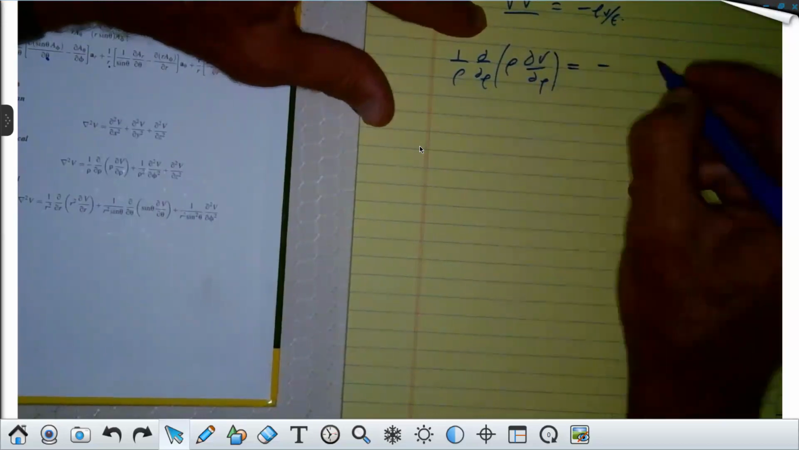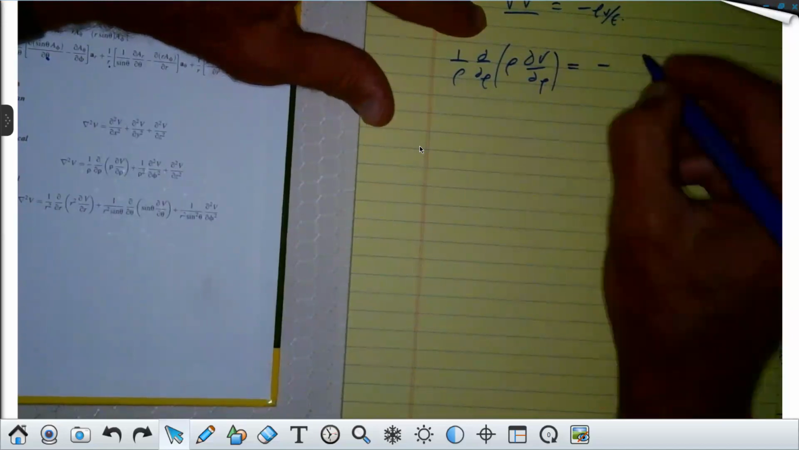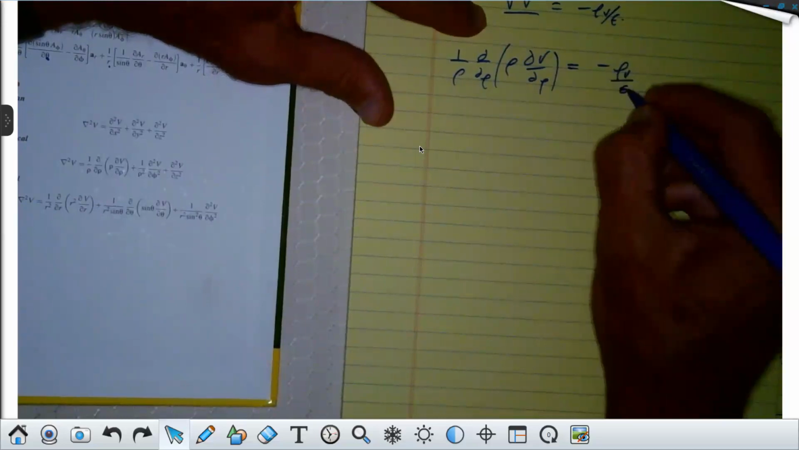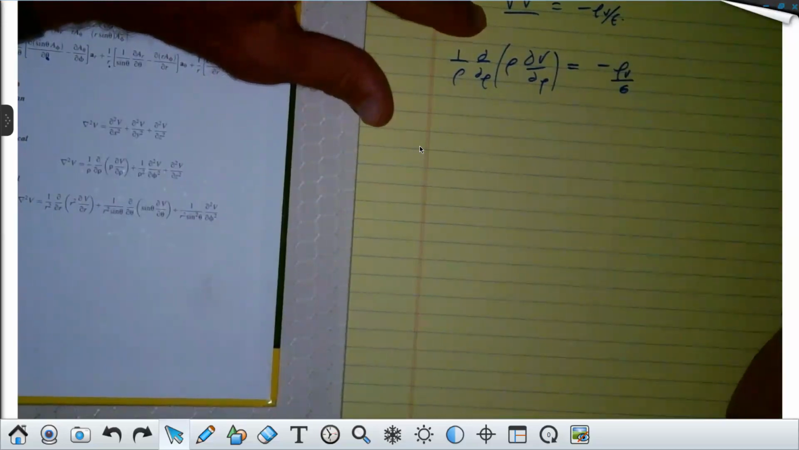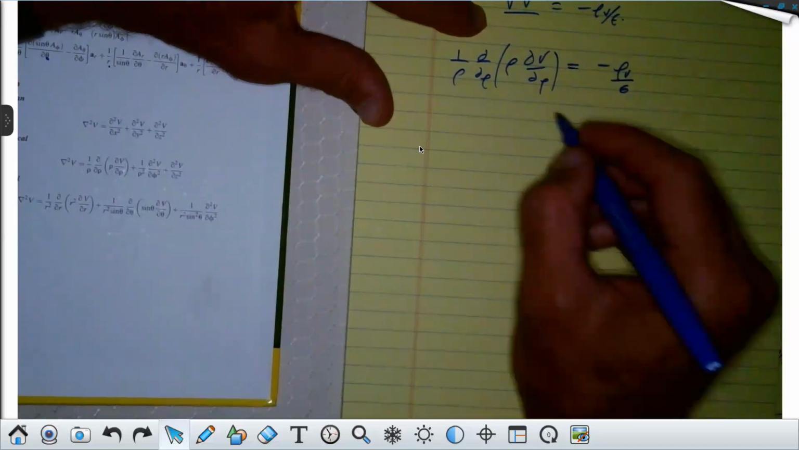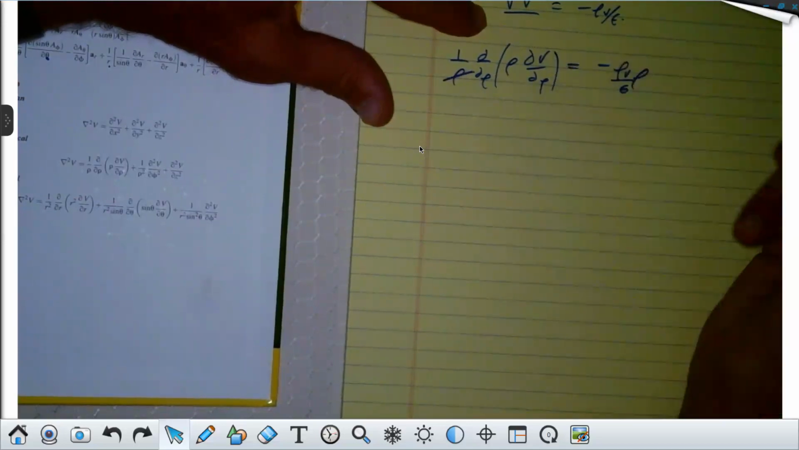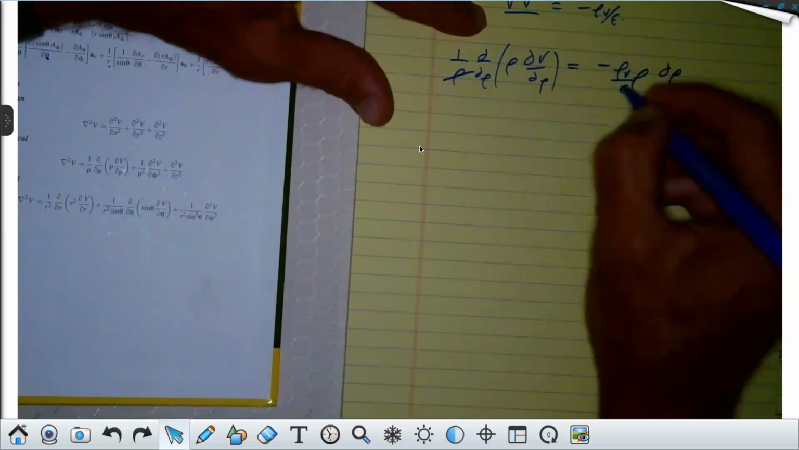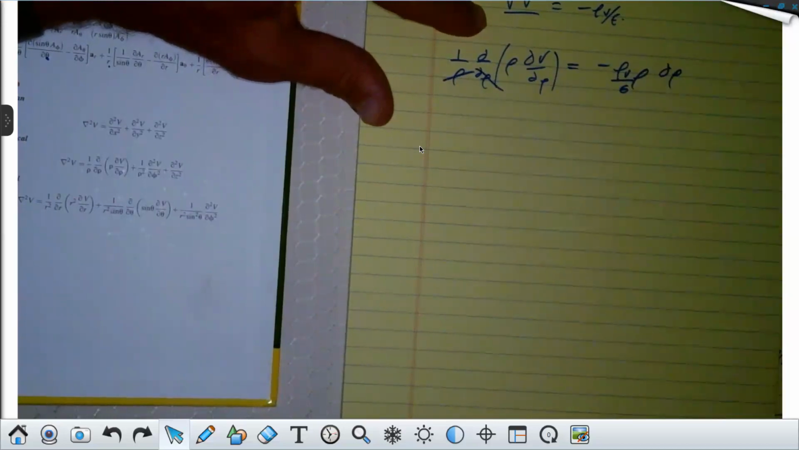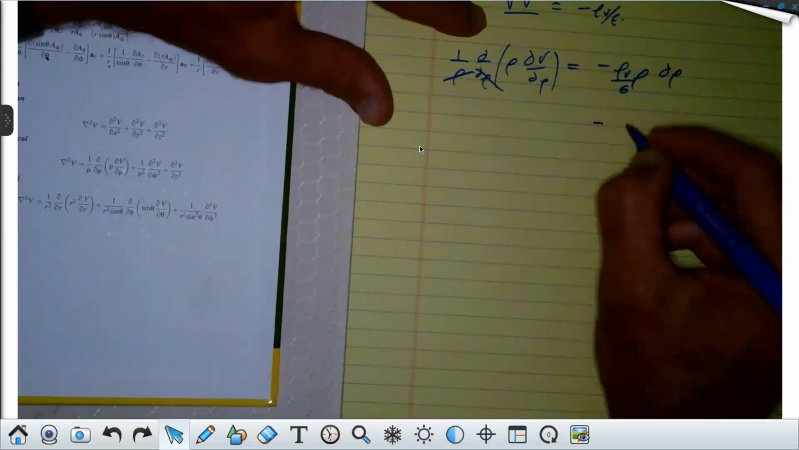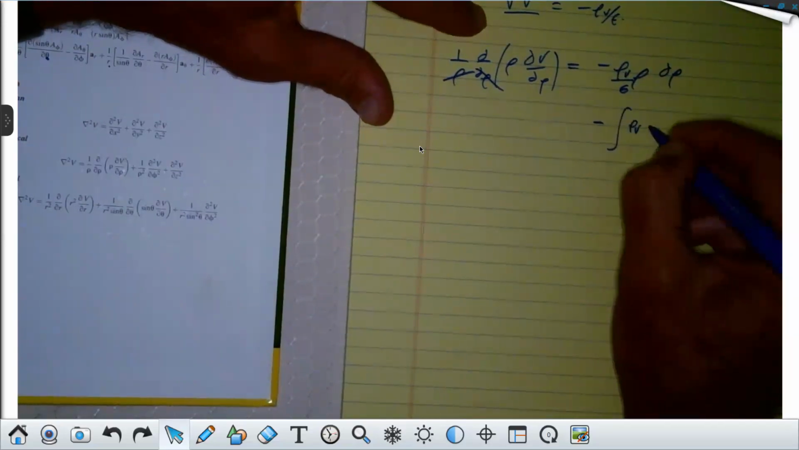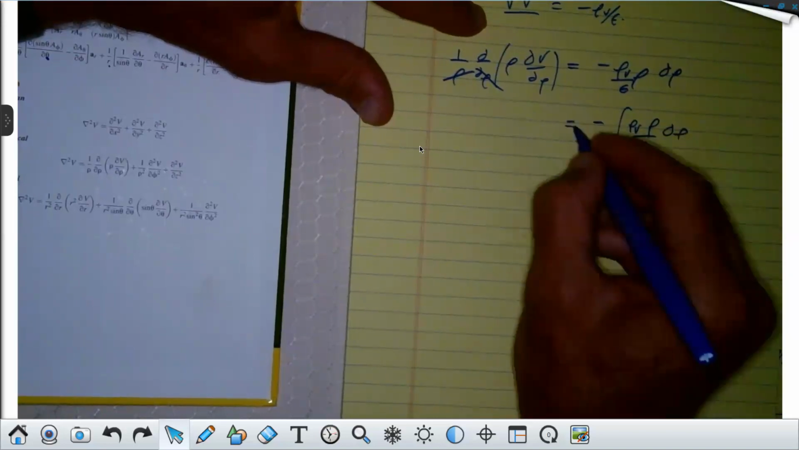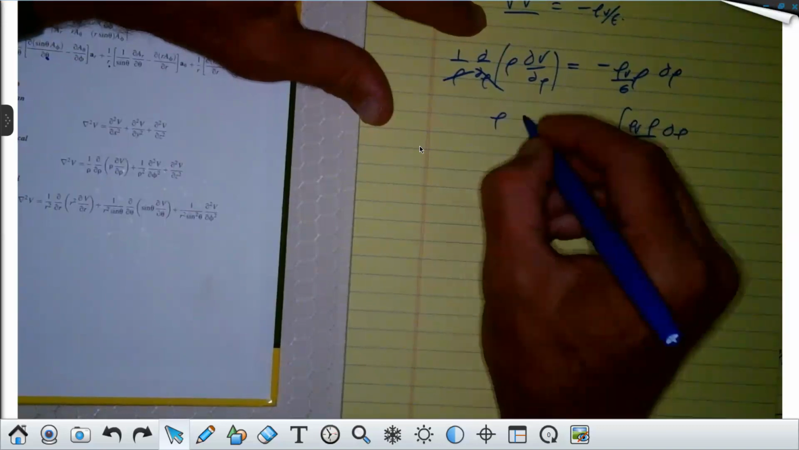And it would be minus rho v, whatever rho v is, could be a function of position, over epsilon. That's the next step. Then you multiply by rho. Now you have this. Then you multiply both sides by d rho, get rid of that. Then integrate both sides. So you would have minus the integral of rho v, rho over epsilon, d rho is equal to simply rho dv d rho.